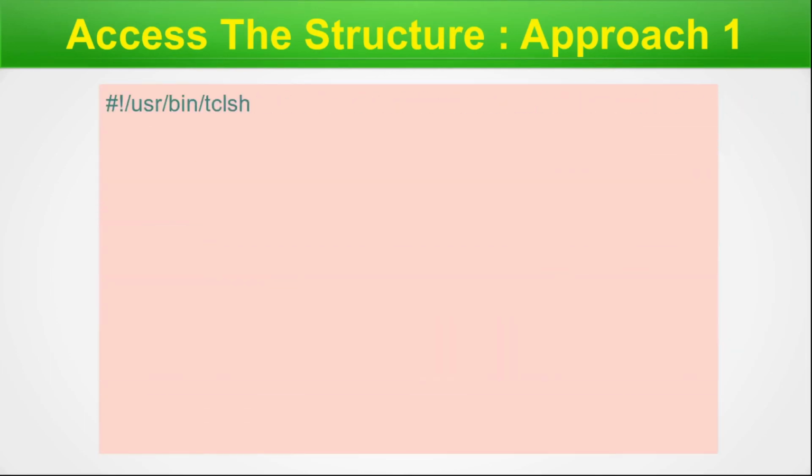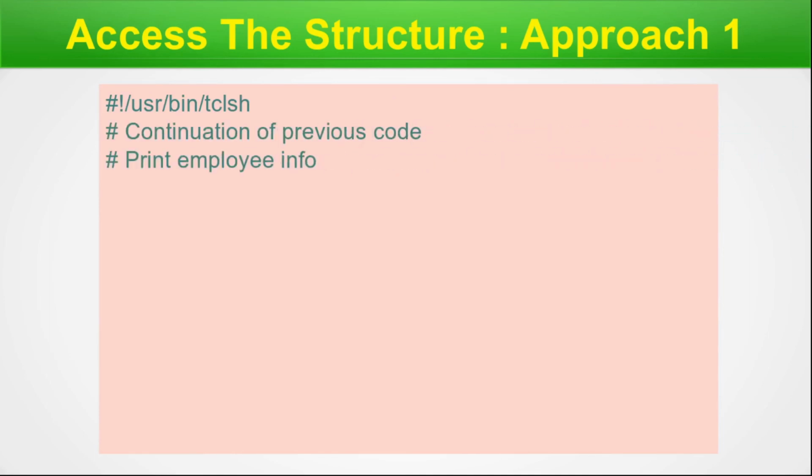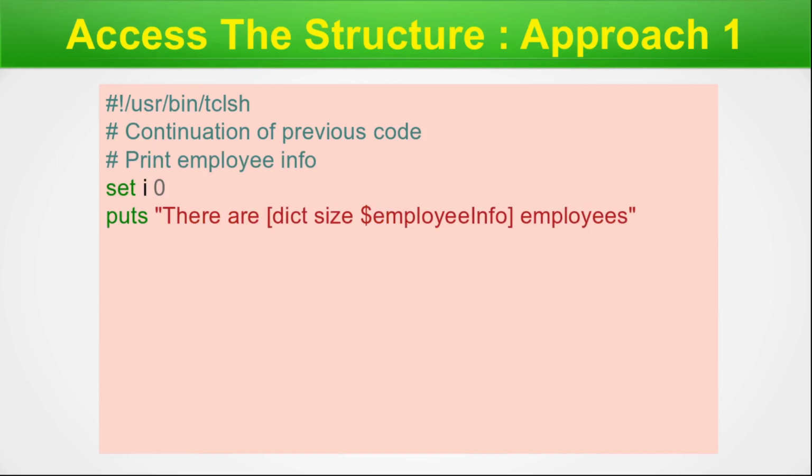So in this particular slide we are discussing the access of the dictionary data structure that we have just created. Here goes our code. First line is the shell. This is a continuation of the previous code, and we print the employee info here. We set i with 0, then we use puts in this particular print command.